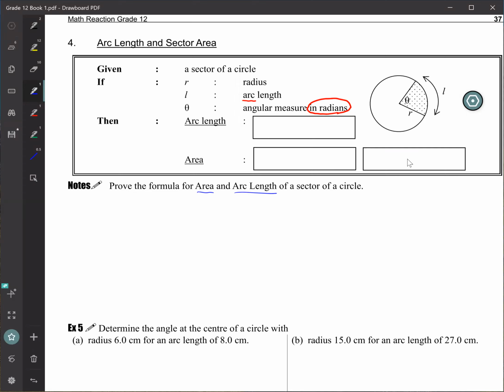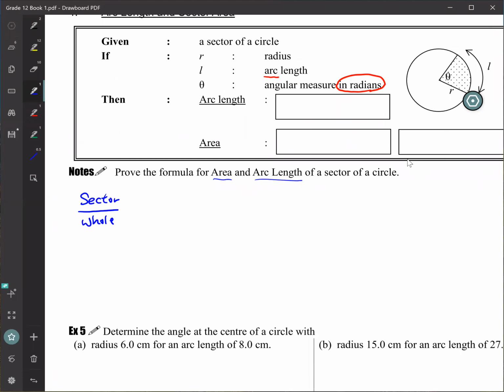You just compare the ratio of the sector to the whole circle. Let's write that down: sector of a circle to the whole circle. And then write out the proportion. In grade 9 or grade 8, I think you learned about ratio and proportion. So sector area, which means this part, everything shaded inside, that's called A. We put that on the top. A stands for the area of the sector.